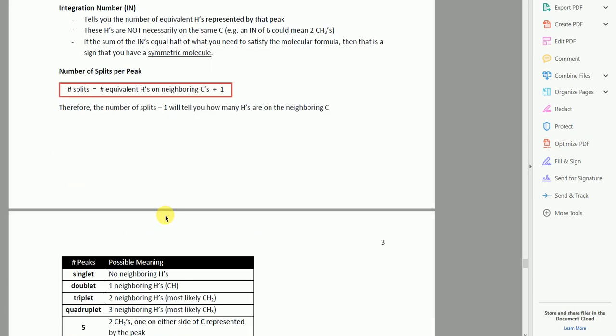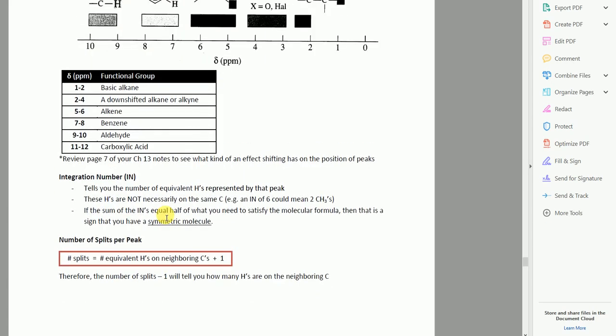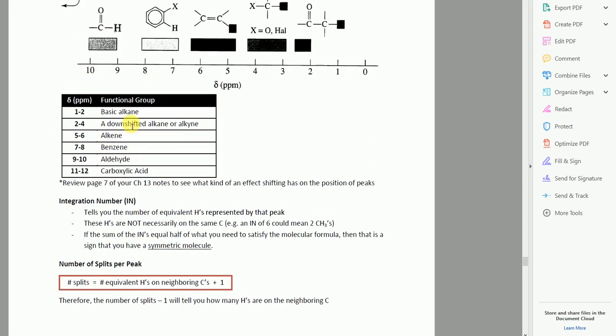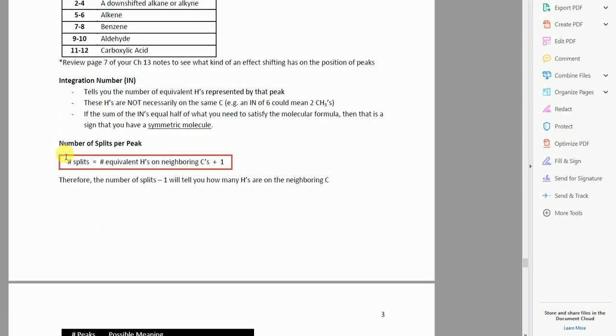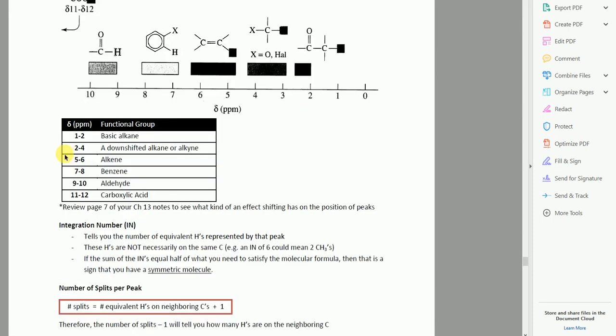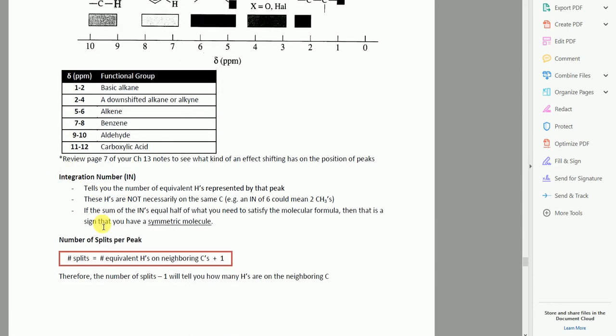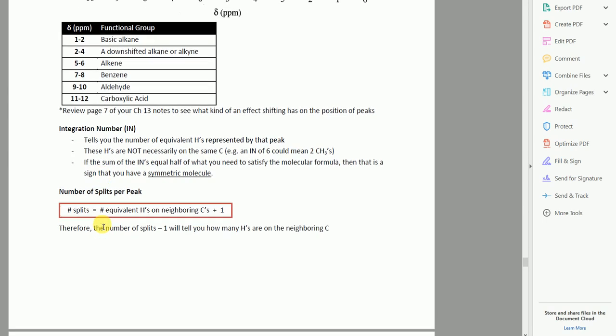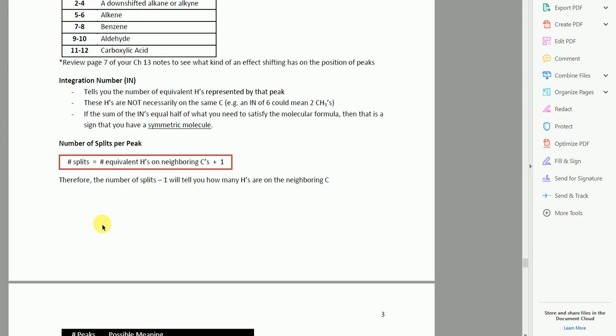Let's first talk about how this works, okay? I'll talk about the ranges later on when we're looking at this table more. There are two components of this table. There's an integration number, which is a number that's going to be over every single peak. And then there's another thing that you count, the number of splits. So there's the integration number and there's the number of splits.